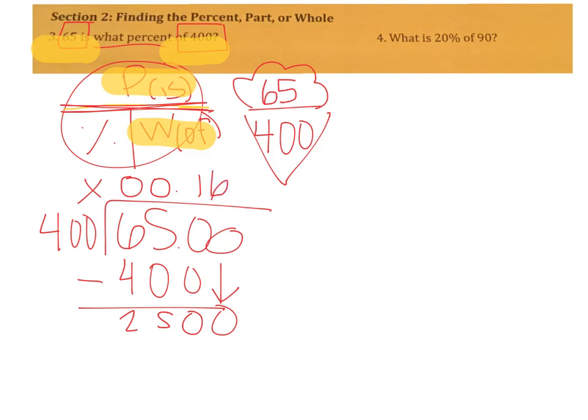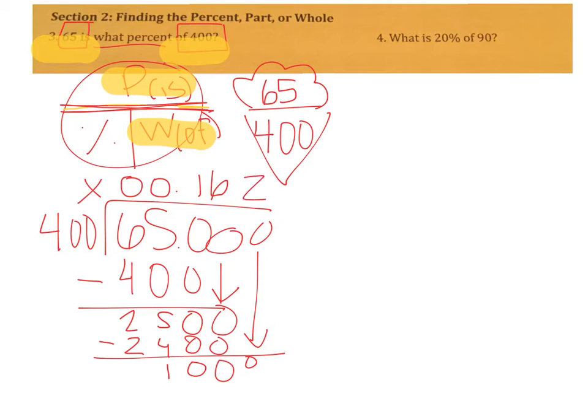And 6 times 400 is 2,400. We'll subtract, and we'll get 100. Add a 0, bring it down. 400 goes into 1,000 2 times. 2 times 400 is 800.